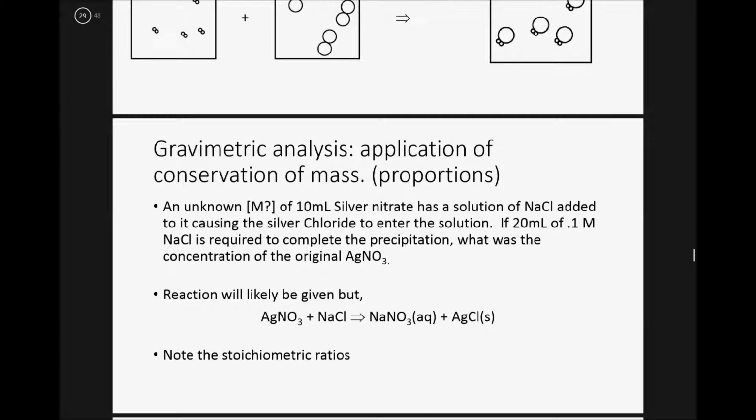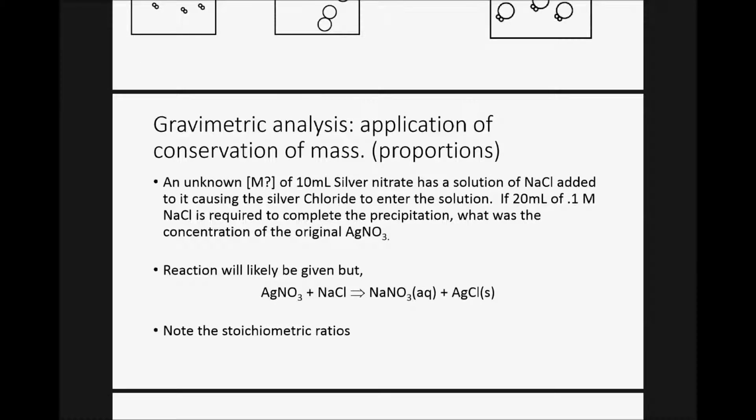All right, another example of keeping atoms whole and keeping track of them is gravimetric analysis. What this is basically saying here is I have 10 milliliters of this, and it takes 20 milliliters of this. You can read through it. They're both 0.1 molar. And I precipitate all of this stuff to get this stuff here, the solid.